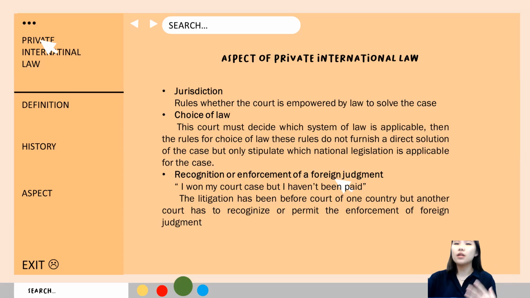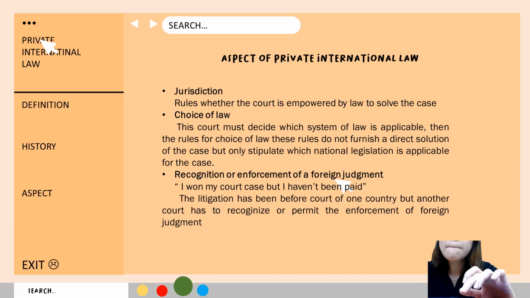The rules for choice of law do not furnish a direct solution of the case, but only stipulate which national legislation is applicable. Which law will the court apply in deciding such cases, the native municipal law or a foreign law? Later we will discuss cases. As for the last, recognition or enforcement of a foreign judgment, it is like I won my court case but haven't been paid. The litigation has been before the court of one country but another court has to recognize or permit the enforcement of the foreign judgment. In what circumstances will it recognize a foreign judgment, or when will it order the execution of a foreign decree?